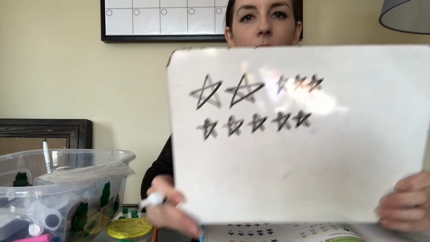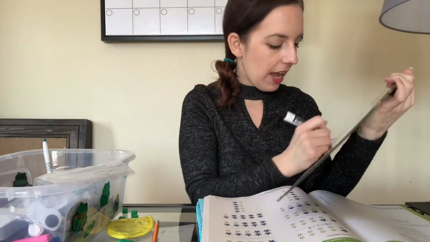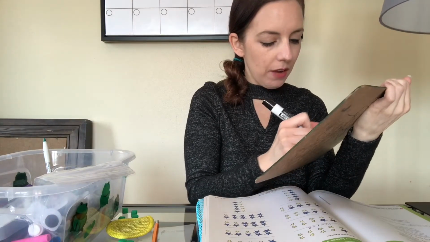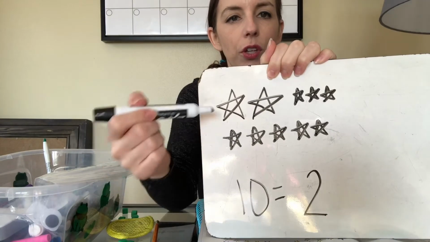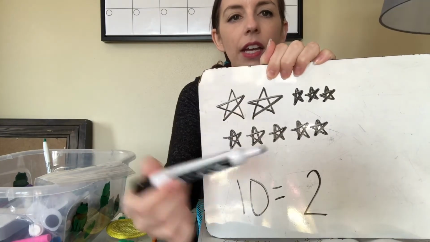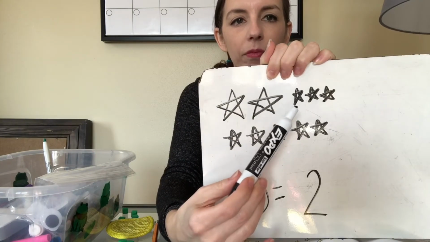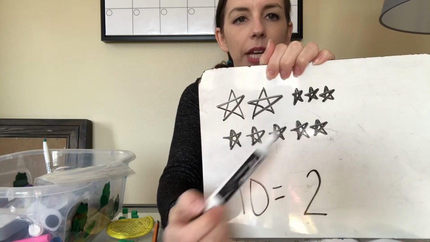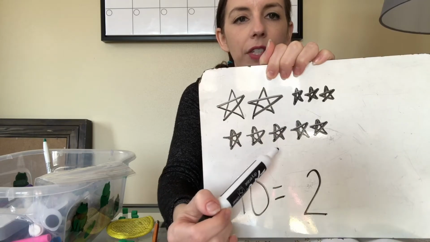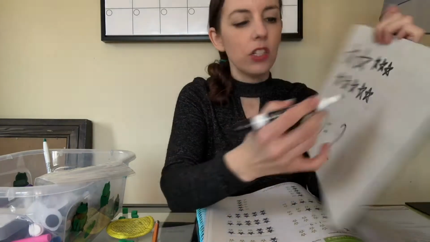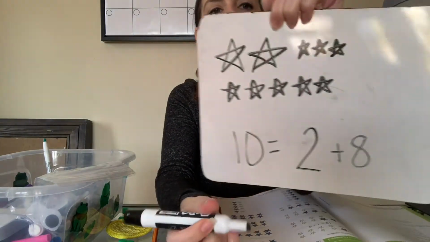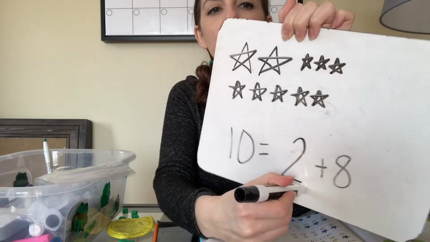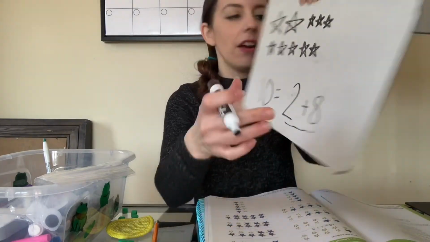2, right? So we're going to write 10 equals, and then we're going to put the number of big stars first. 2. There's 2 big stars. Now, how many small stars are there? 1, 2, 3, 4, 5, 6, 7, 8. So we would do 2 plus 8. So what are the number partners of 10? 2 and 8. 2 and 8 are number buddies.